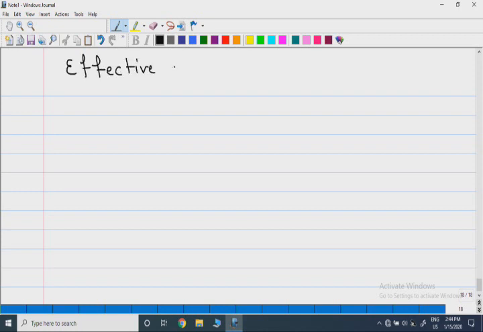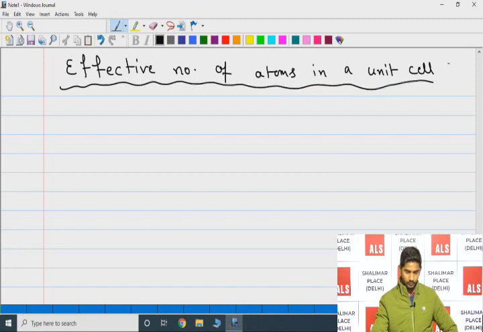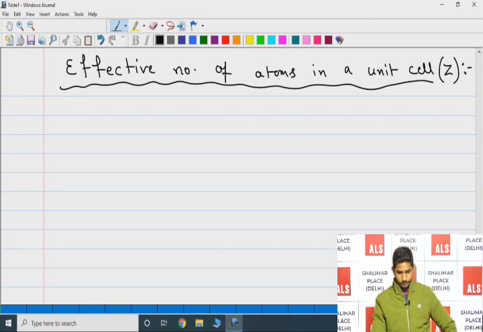Effective number of atoms in a unit cell. This is represented by the Z. Okay.